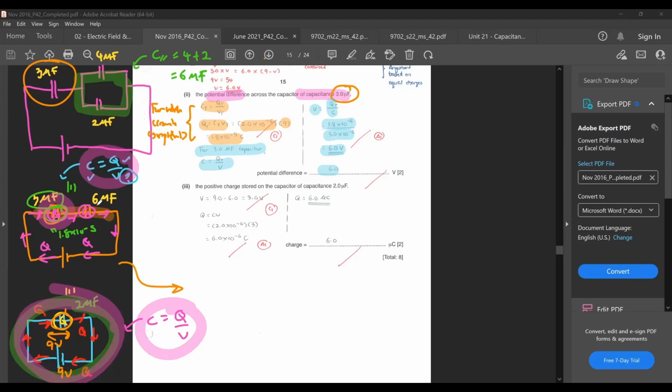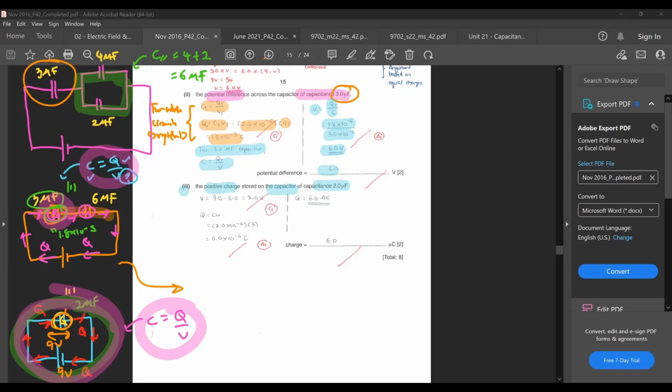Then if you look at the last part here, find out the positive charge stored on the capacitor or capacitance 2 microfarad. So again, it doesn't matter whether it's positive charge, it doesn't matter whether it's negative charge, it doesn't matter whether it's the charge stored. They are really just talking about the magnitude of the charge.